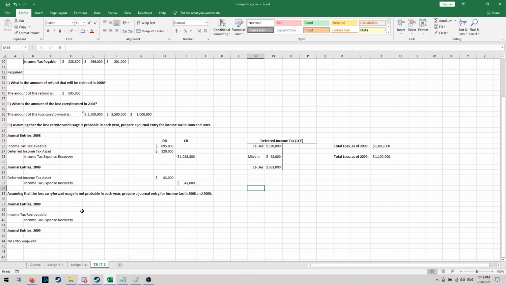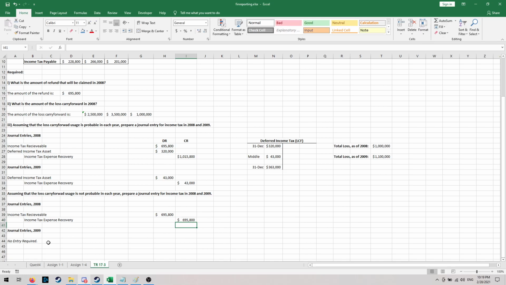Next, we're asked to make the journal entry assuming that the loss carry forward usage is not probable. So in this case, we're a little more pessimistic. We don't know if our company will ever make money again. So we need to take that into account. We need to be realistic about our future in this company. So in that case, we're only going to get our income tax receivable back. We're not going to record the loss carry forward because we have no realistic expectation of ever using it.